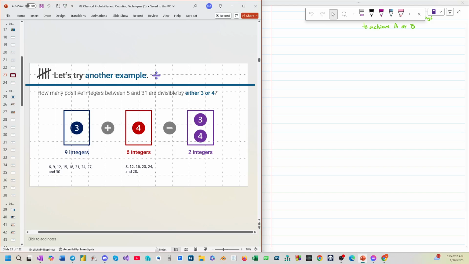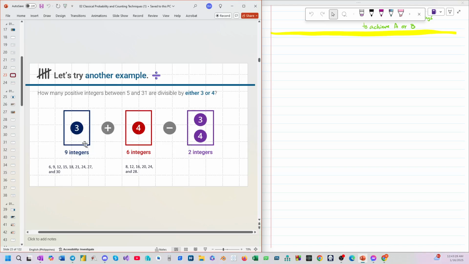So we have what? Okay. How many positive integers between 5 and 31 are divisible by either 3 or 4? The clue word here is or. So 3 or 4, not 3 and 4. Okay, 3 or 4 means it can be divided by 3, or it can be divided by 4, or it can be divided by both 3 and 4.